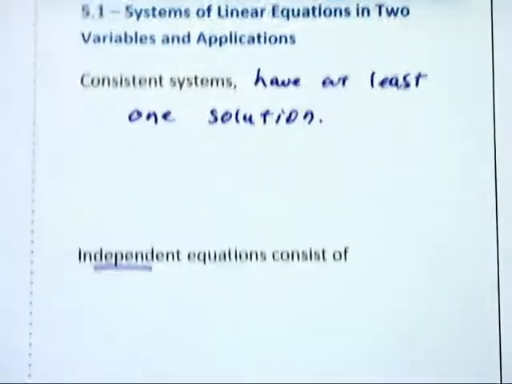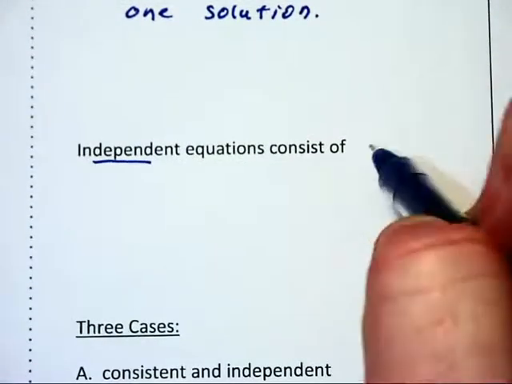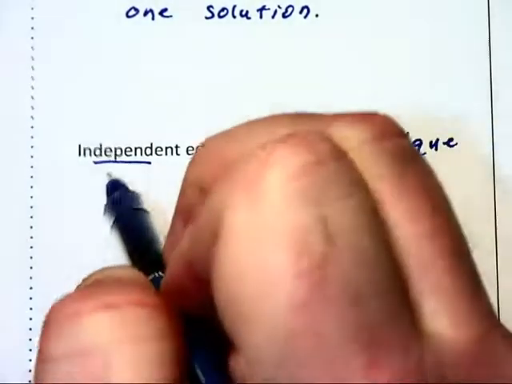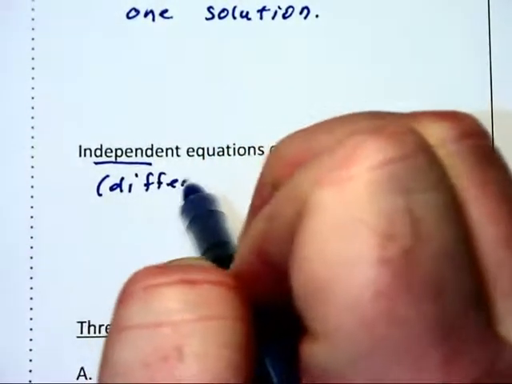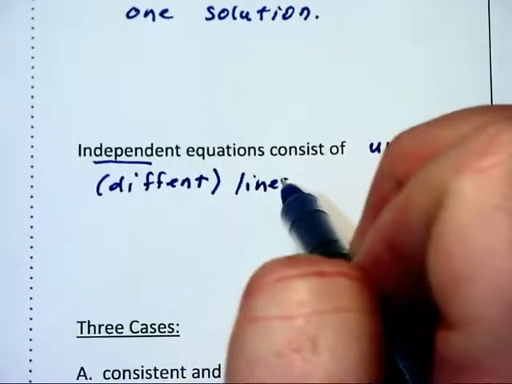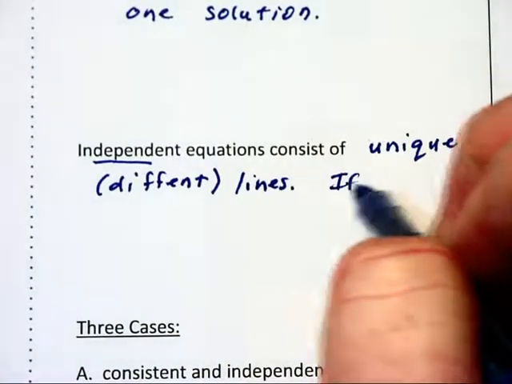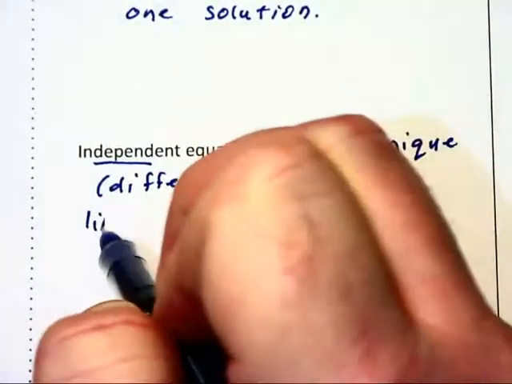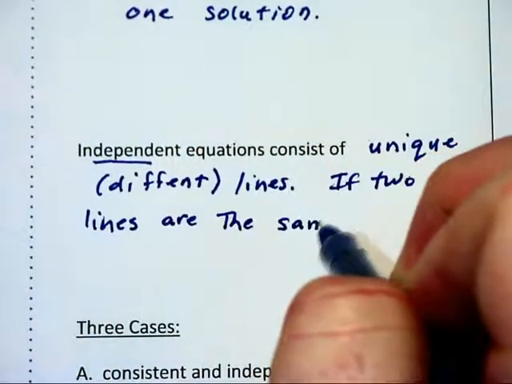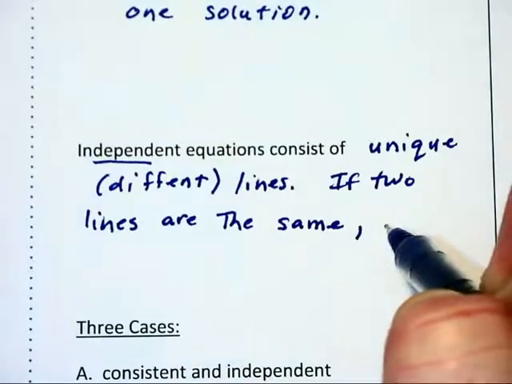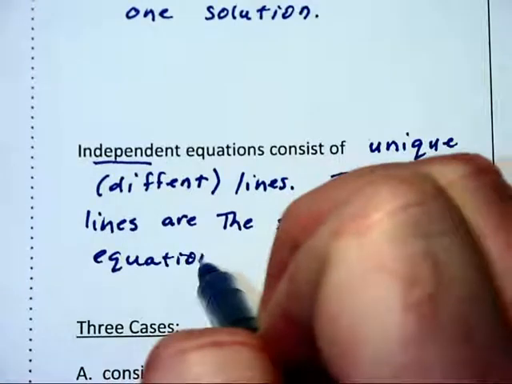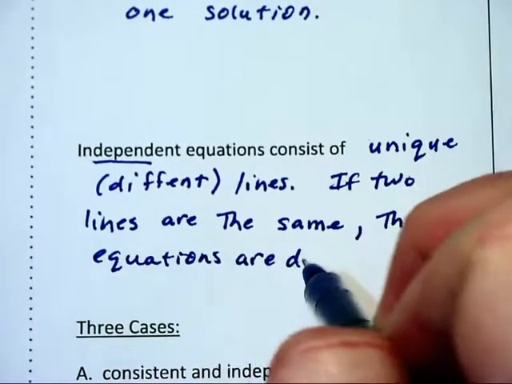Independent systems, on the other hand, consist of unique, which means different, lines. If two lines are the same, and that means not unique, the equations are dependent.